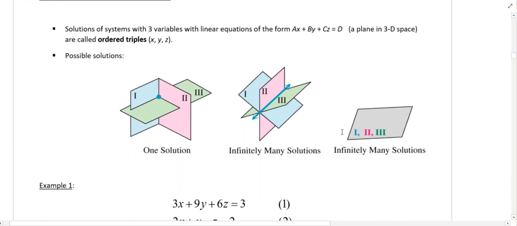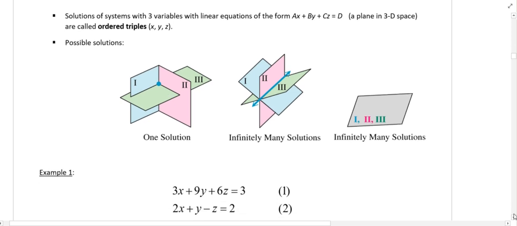Okay, now what we're looking at are systems of equations in 3 variables. So this is where you're going to have 3 equations, and you're going to have 3 solutions to these equations. These solutions can be one solution where all 3 planes intersect, and if you notice here, these are 3D planes, so we're not going to be graphing them. Infinitely many solutions would be where they all intersect on the same line.